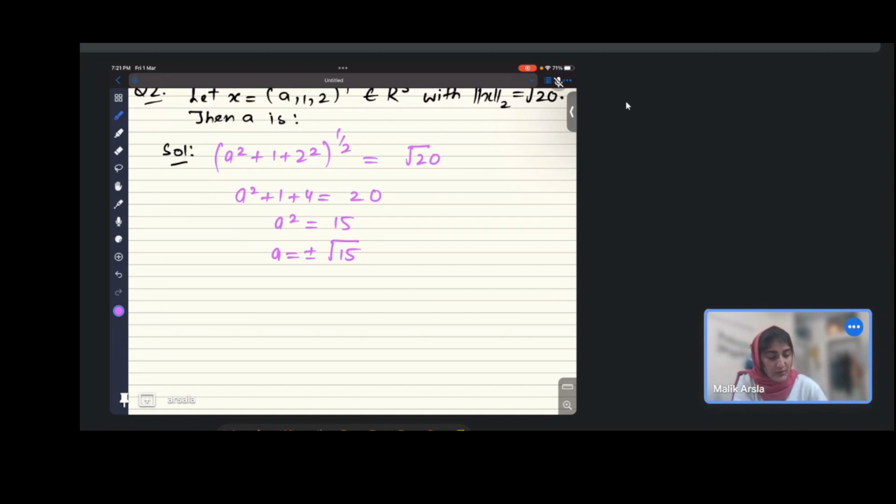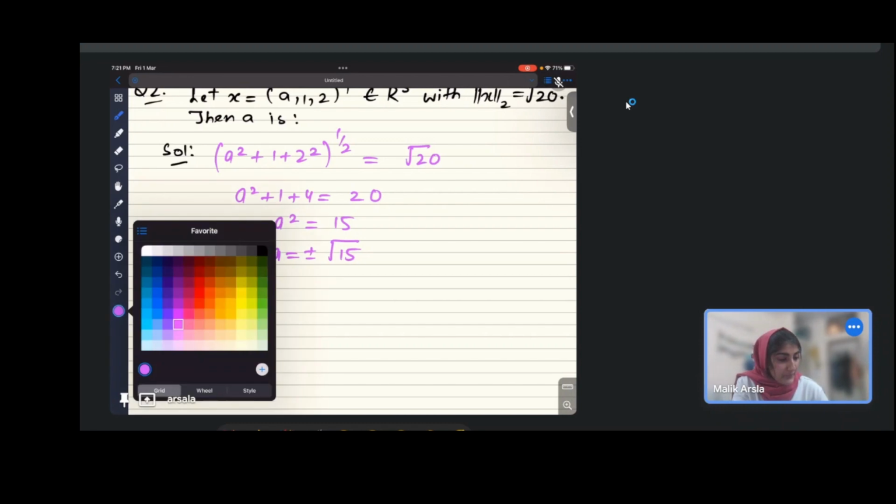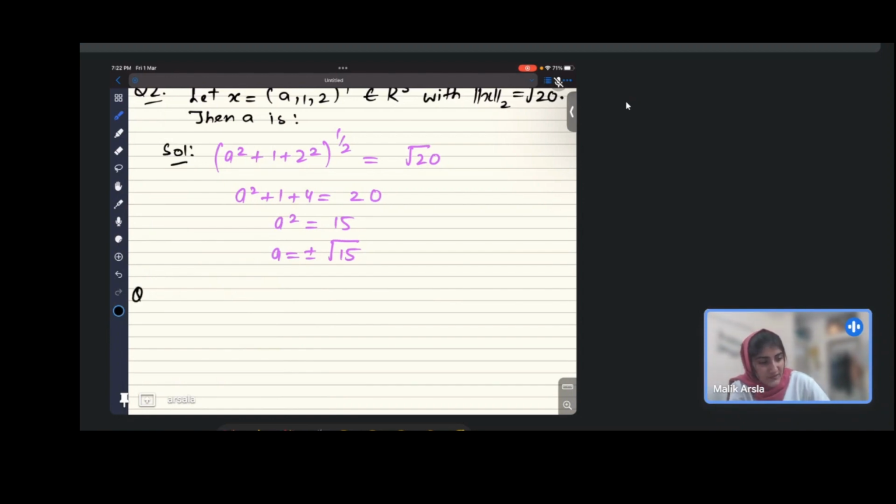Now, moving to the third question. This is a previous year assignment. I thought previous year questions are very much relevant to your assignments, so the pattern will be almost the same.